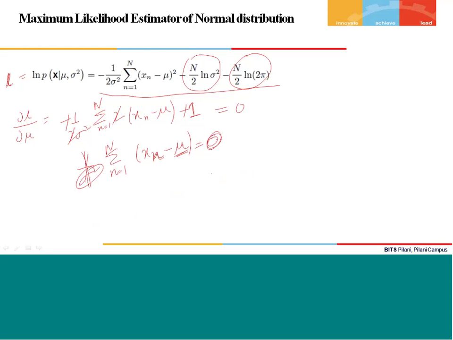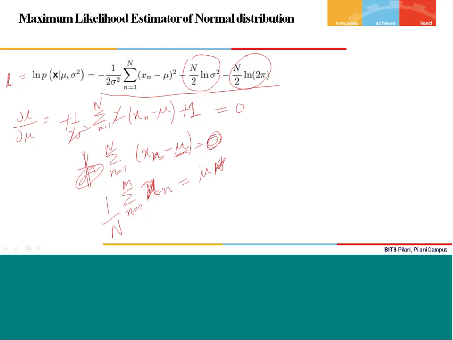Now if I open this term, it is nothing but the sum from n equals 1 to n of x n equals mu n, and so mu will be 1 by n times the sum. This n will go to this side. So it's a very simple thing.